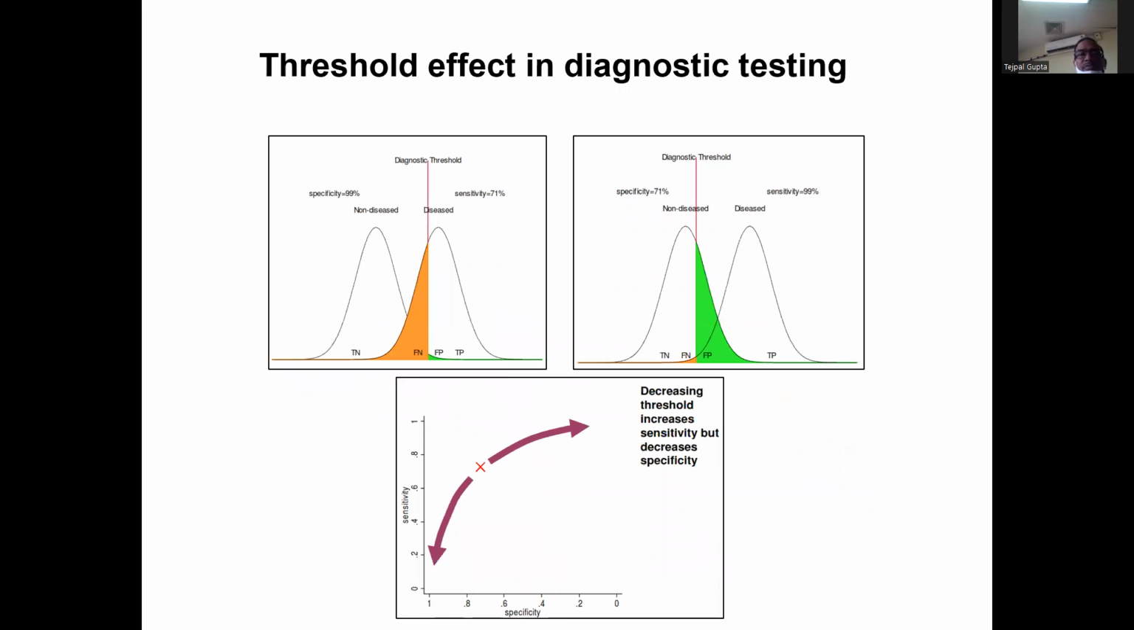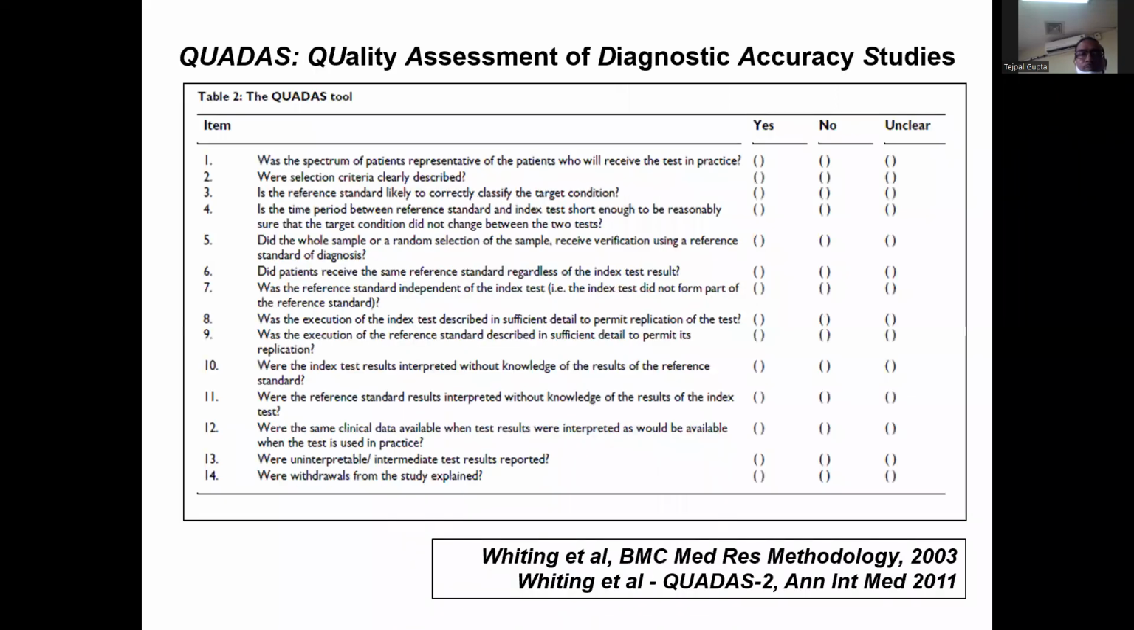Just a brief mention of a threshold effect in diagnostic testing. So decreasing the threshold increases the sensitivity but decreases the specificity, and the other way around. If you increase the threshold, that decreases the sensitivity but increases the specificity. Just something that you need to remember.